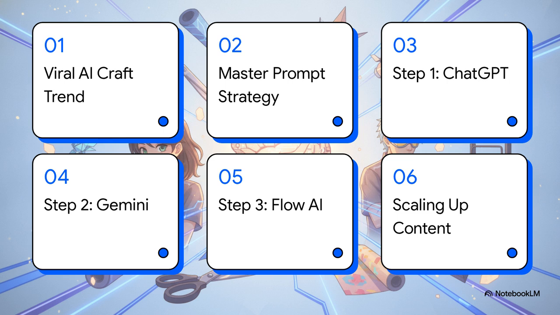First up, the viral AI craft trend. Number 2, the master prompt strategy. Then we'll hit Step 1, ChatGPT ideation, Step 2, Gemini storyboarding, and Step 3, Flow AI generation. Finally, we'll wrap up with scaling your content machine.